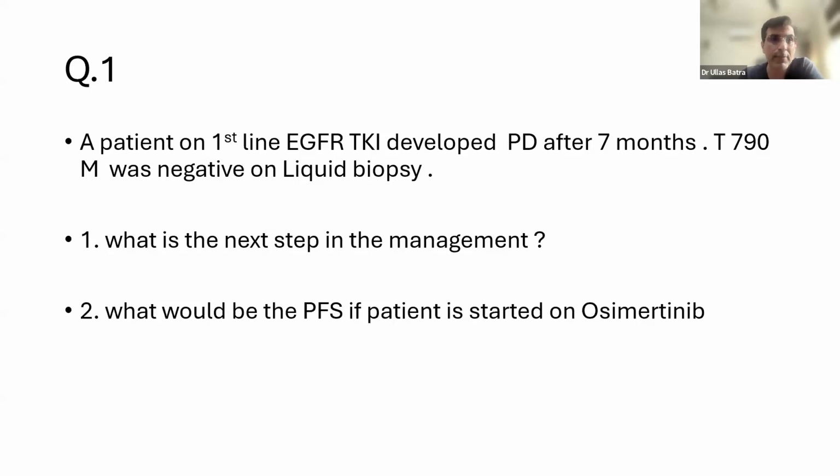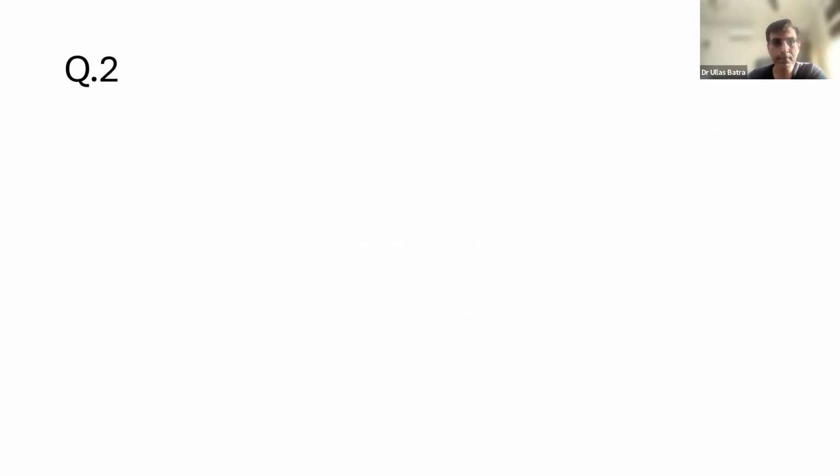A lot of the time we see that people have given first-line erlotinib or afatinib, and then on PD they just give osimertinib. So if you are not T790M positive after the first line, the PFS is not very high. That's what. Fantastic. Next one, please, Sabeena.